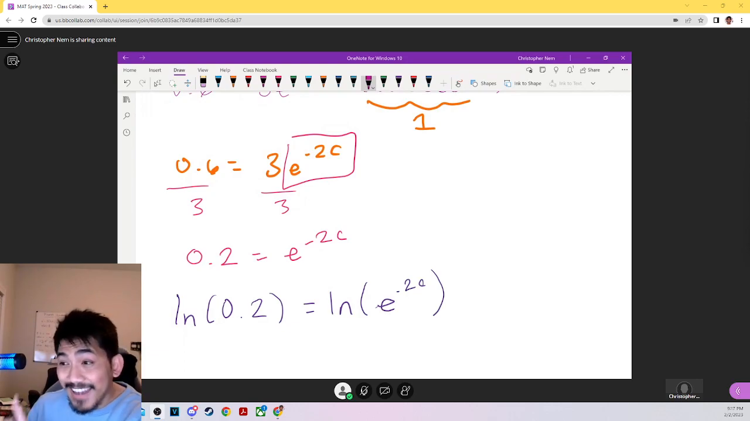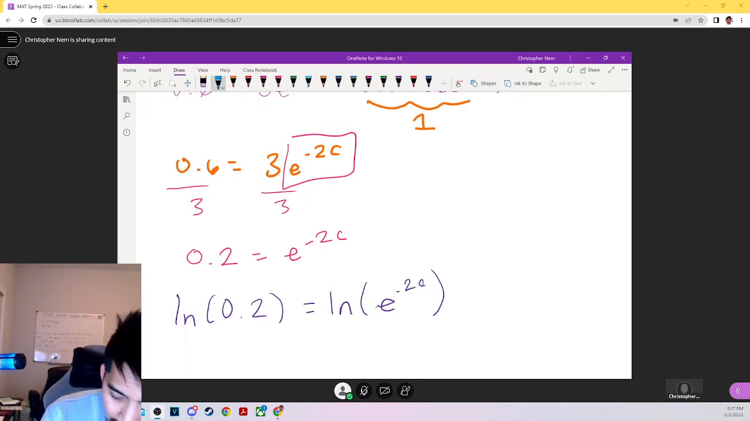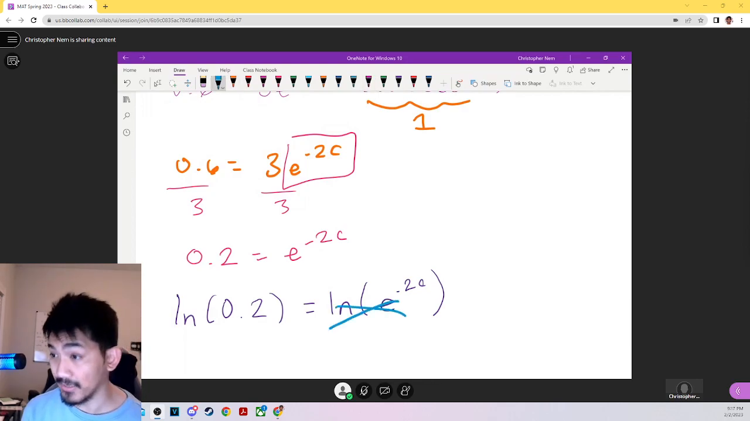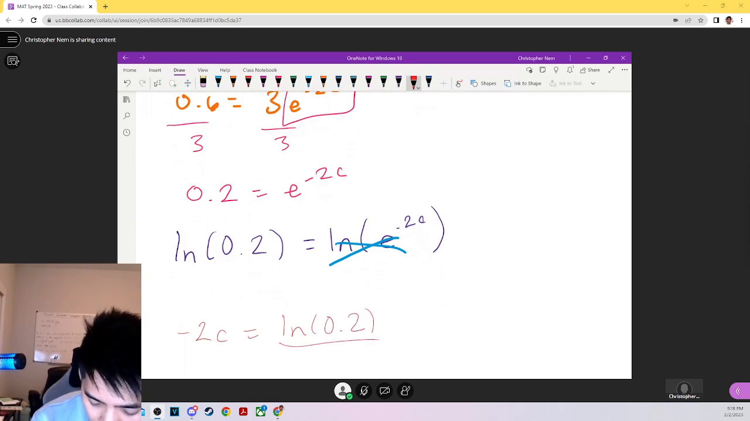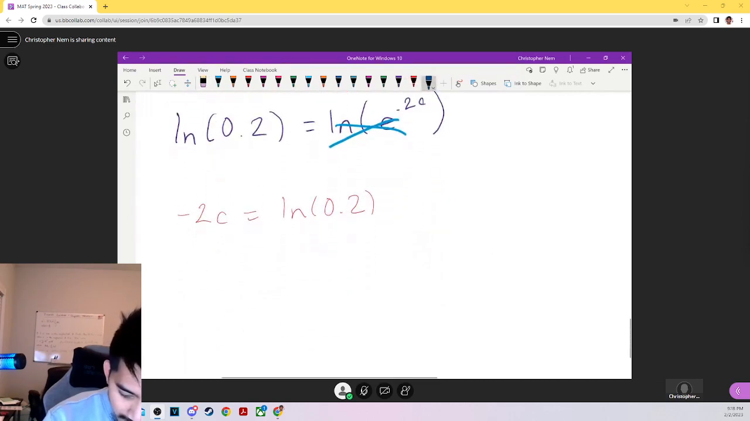Your function and e, the exponential function, will cancel out. They're inverses of each other. Boom. They cancel out completely. We're just left with whatever the exponent is. So now I have negative 2c is equal to ln of 0.2. Then I have c is equal to negative ln of 0.2 over 2.